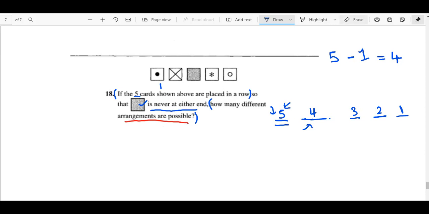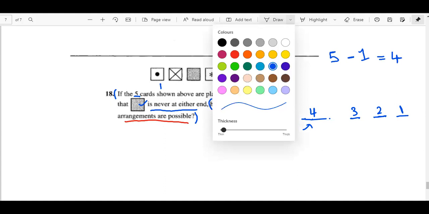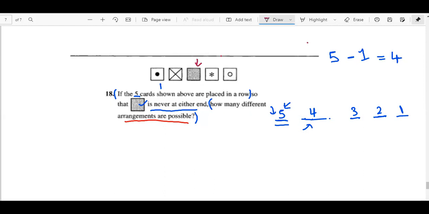But the question is not this. The question has a situation which says that you have five cards, but on either end, you cannot use the gray card, right? This gray card. This card. Okay. So we have 1, 2, 3, 4, and 5, 5 positions. And on either end, like this is one end and this is the second end, on these two ends, we cannot have all the 5 options. We only have 1, 2, 3, 4. We only have these 4 options, right? Because we cannot use this gray card on either end.